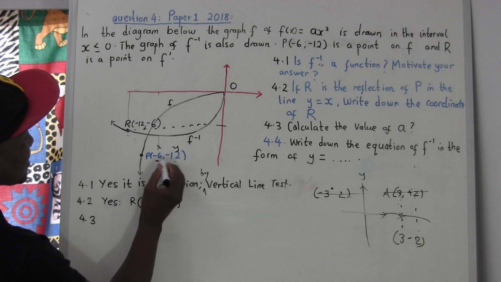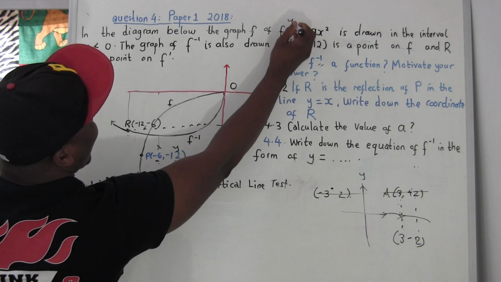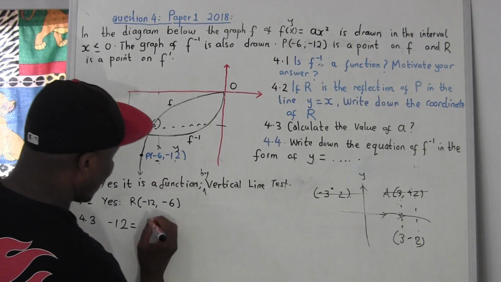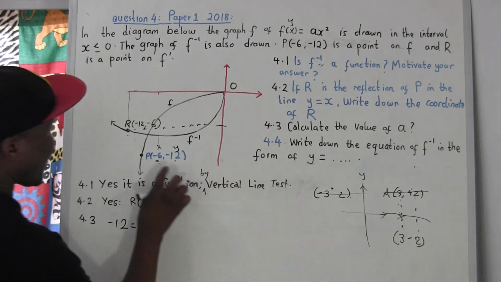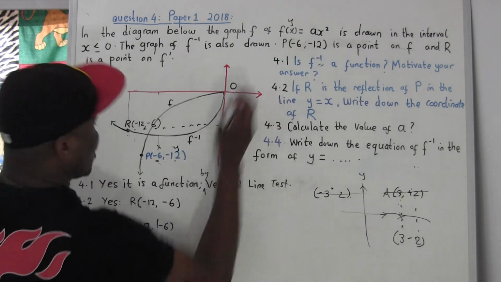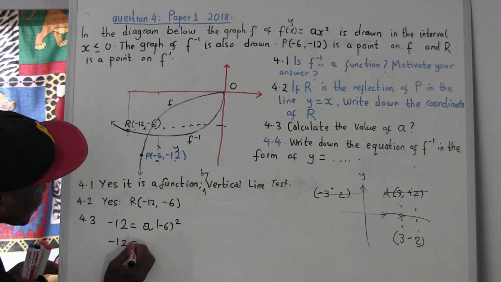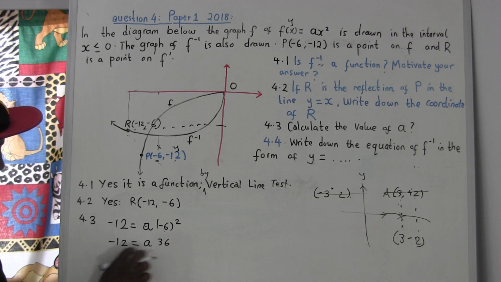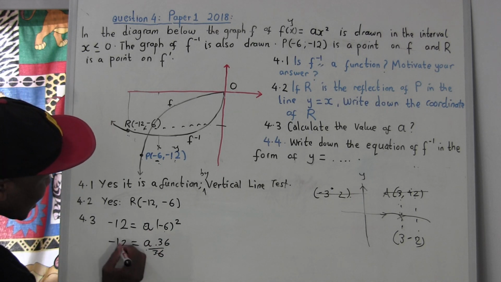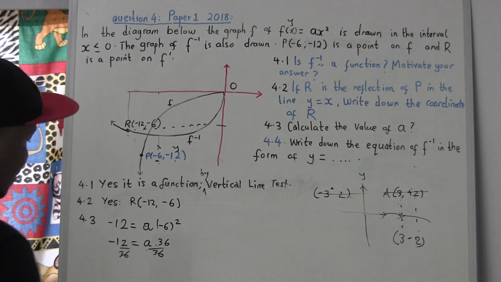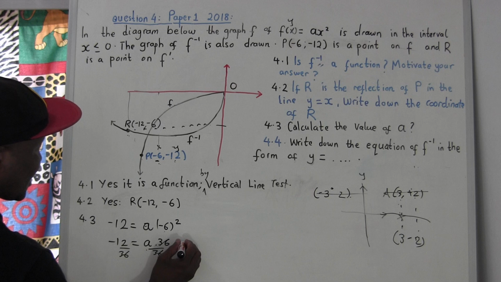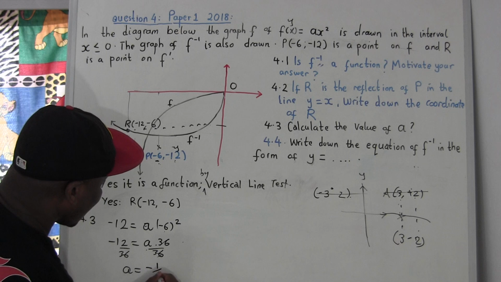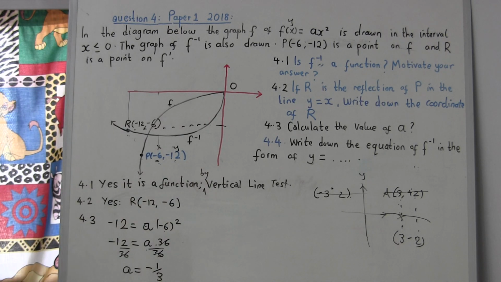I'm going to say, okay, so this is x and this is y. So instead of saying f of x, it means y. So this is going to be -12. What is my x? x is -6. But what happened? You square. So this is going to be -12 equal to a times (-6) squared, which is 36. So I want to get the value of a: divide by 36, and divide by 36. And then this cancels. So a equals -1/3. Oh, so we're done for 4.3, it is -1/3.